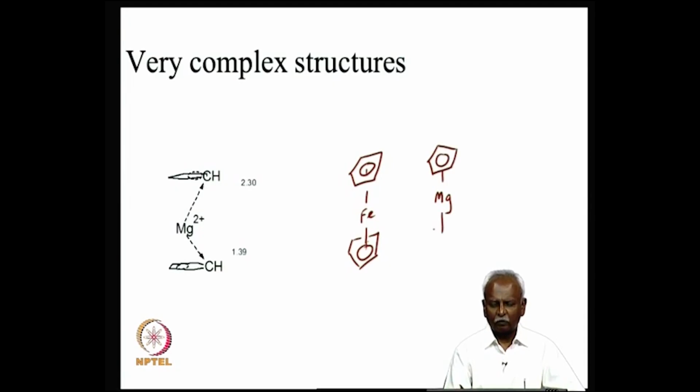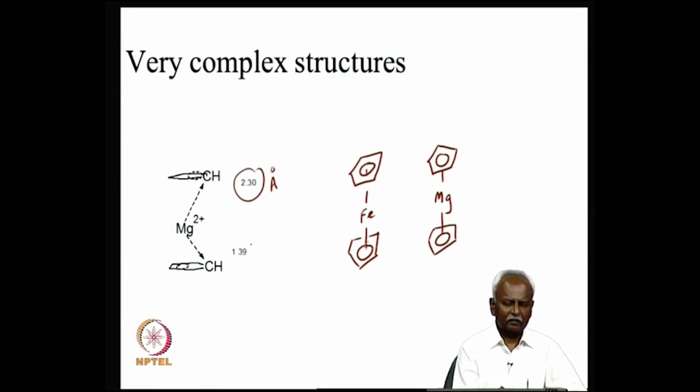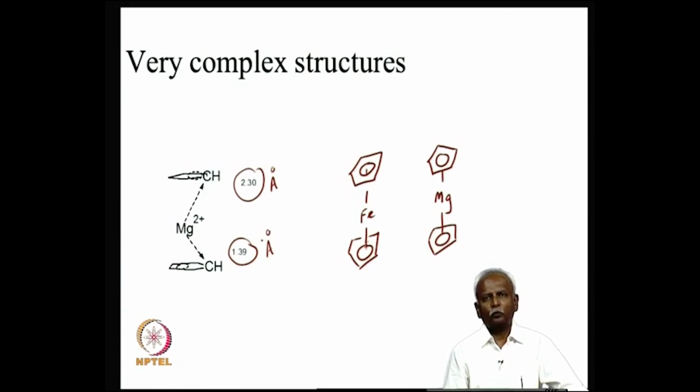you find that it is no longer similar to ferrocene, but it has an unsymmetrical coordination to the magnesium. On one side, the ring has a long metal carbon bond, about 2.3 angstroms, and on the other side, it is only 1.39 angstroms. In this case also the bonding needs a little more explanation, but these structures are more fluxional, and so they have these unsymmetrical distances only in the solid state. In solution, they would equilibrate to have a more symmetrical structure, as I have pictured here.